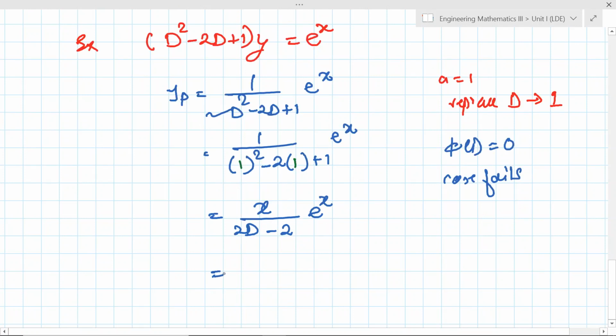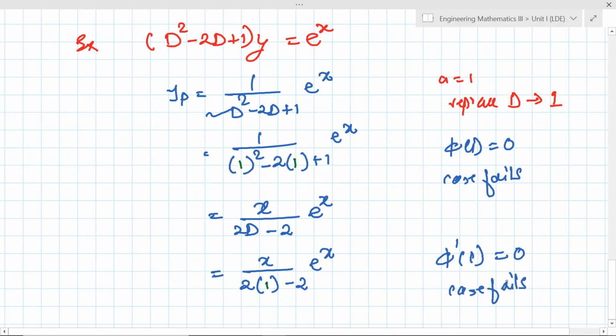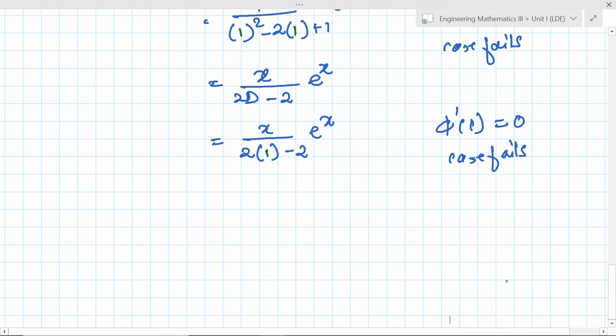So therefore this is equal to x divided by 2 into 1 minus 2, so 2 minus 2 becomes 0. Again the case fails. So phi dash of 1 is also 0. Again the case fails, and now what do we need to do? We need to take the derivative one more time. So therefore multiply by x square, and again take the derivative.